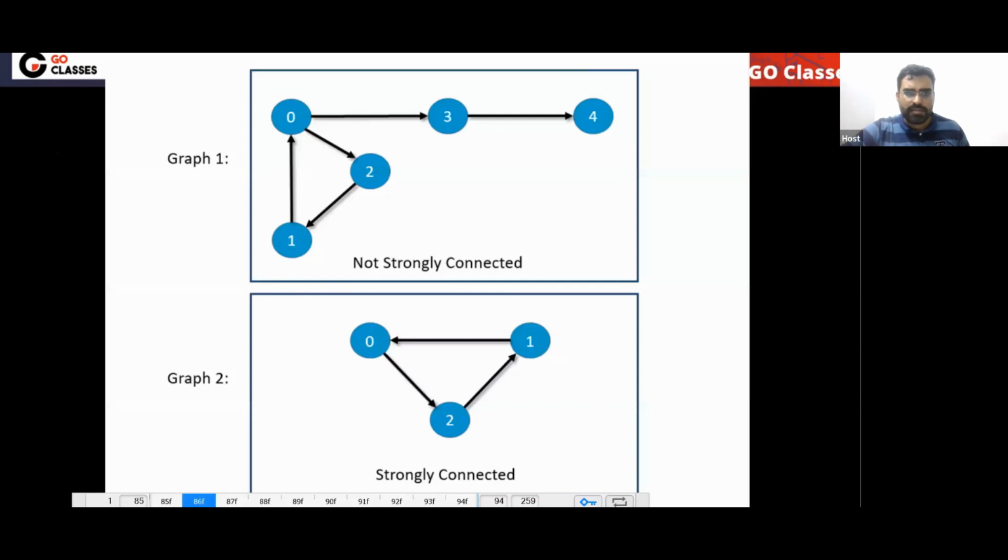For example, if you notice, this graph is strongly connected. This graph is strongly connected. This graph is strongly connected. This graph is not strongly connected. What is the number of strongly connected components here? Number of strongly connected components: 1. And what is the number here? Okay, you can notice this is a cycle, so this is a strongly connected component, this is a strongly connected component, this is a strongly connected component. So this is 3.